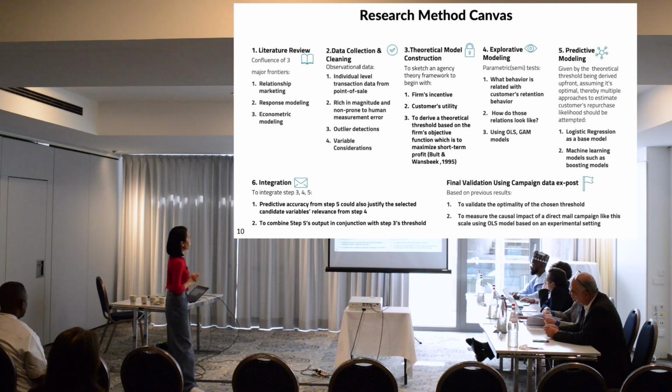And then to integrate steps 3, 4, 5, the predictive accuracy from step 5 could already justify the selected candidate variables' relevance. And then to combine step 5's output in conjunction with the theoretic threshold output from stage number 3, I could validate the optimality of the chosen threshold and also measure the causal impact of the direct mail campaign at this scale using a linear model based on an experimental setting.